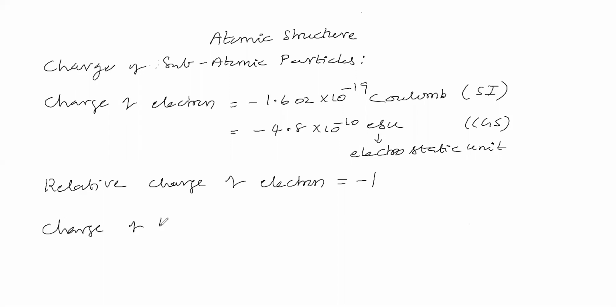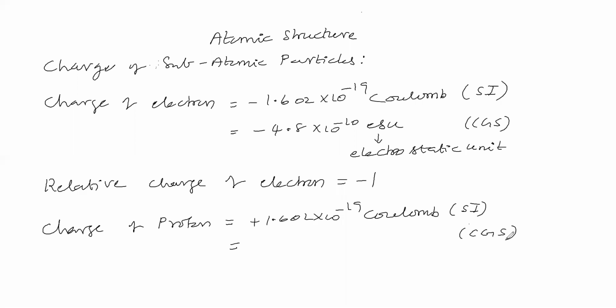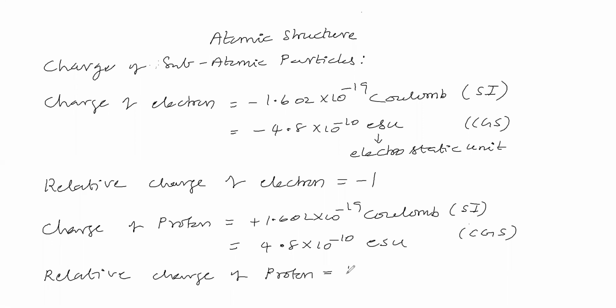Next we will see charge of proton. Charge of proton is equal to 1.602 into 10 to the power of minus 19 coulomb in SI system. Charge of proton in CGS system is 4.8 into 10 to the power of minus 10 ESU. ESU is called electrostatic unit. Next, relative charge of proton is plus 1.